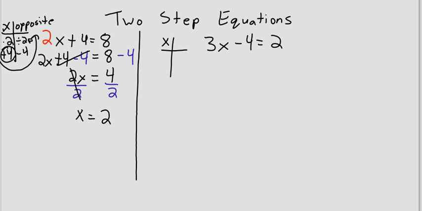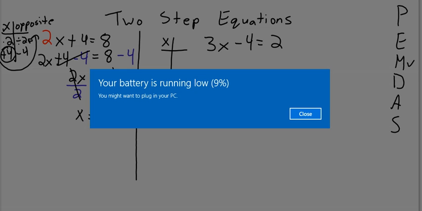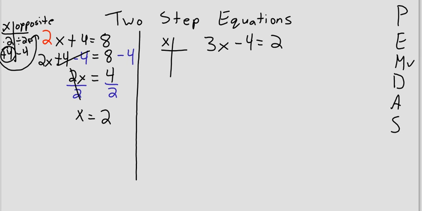What's happening to x? So we're going to follow our order of operations. There are no parentheses. There are no exponents. There is multiplication. We are multiplying x by 3. And then after that, there is no division, there is no addition, there is subtraction. We are subtracting 4. So once again, we go in the opposite order of operations. So we end up adding 4 to both sides first.